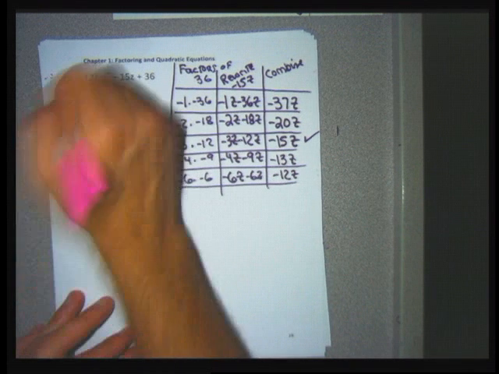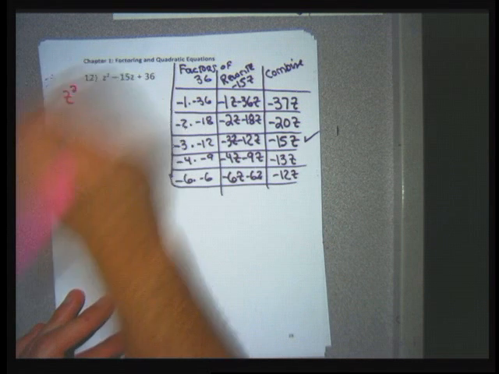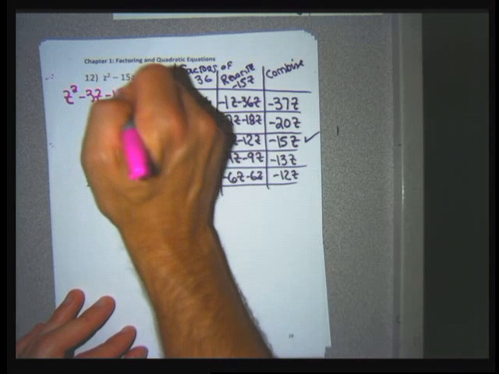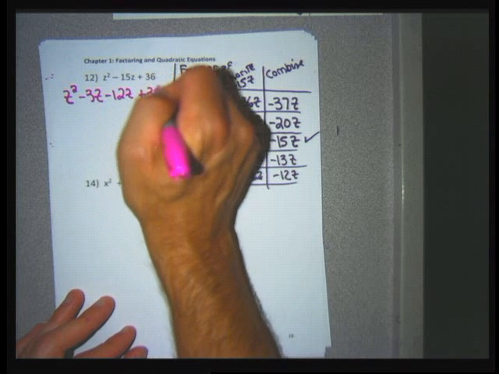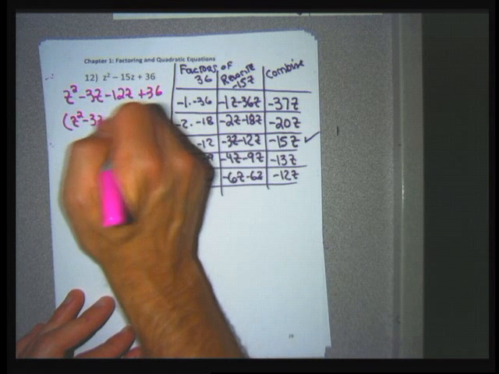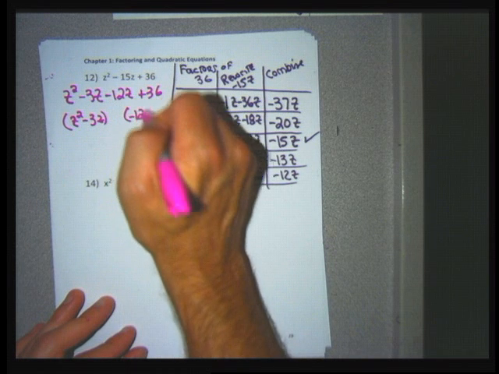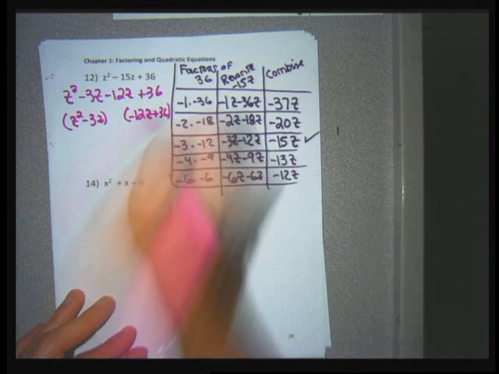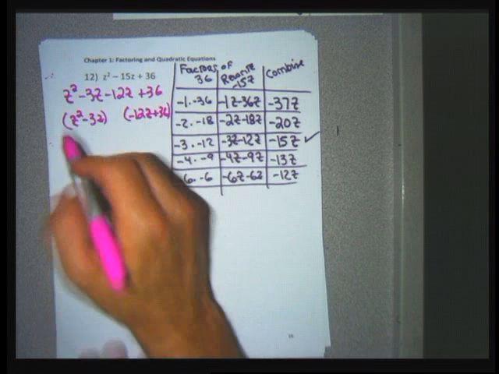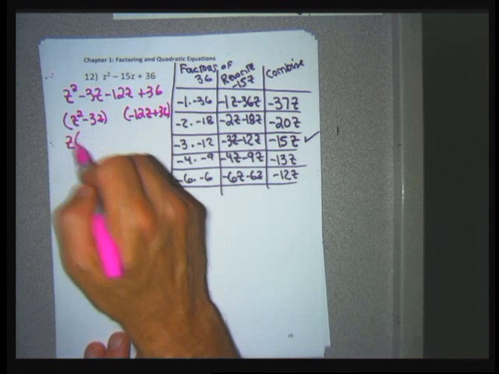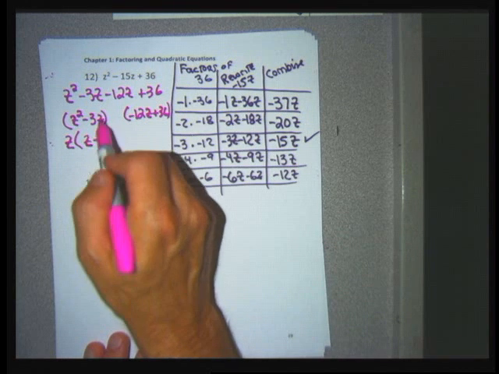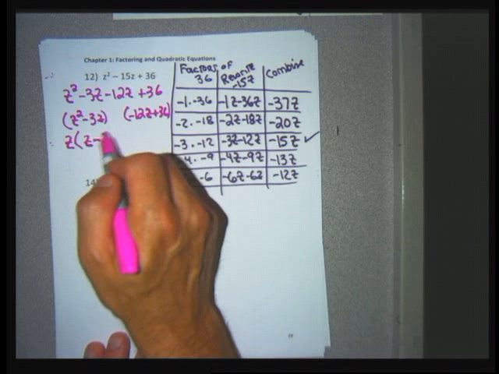So for the rewrite, I'm going to go z squared minus 3z minus 12z plus 36. Now factor by grouping. So I'm going to do a z squared minus 3z, get that minus in the parentheses, minus 12z plus 36. Pull out my common factor. First parentheses is a common factor of a z. When I take out 1z from the z squared, I'm left with 1z. I bring this minus sign. From the 3z, when I take the z away, I'm just left with a 3.